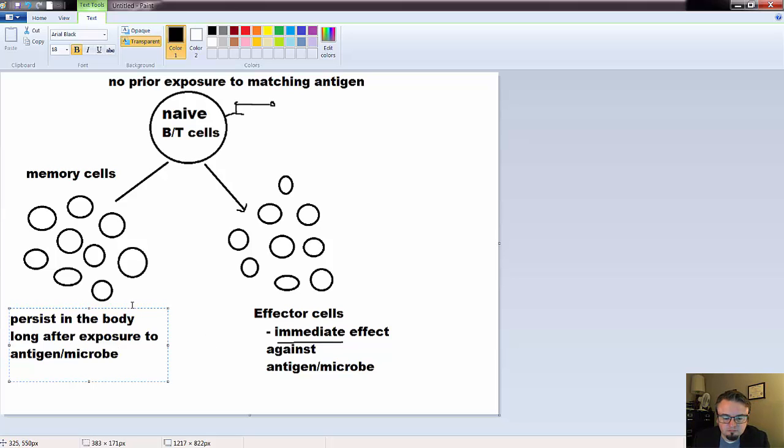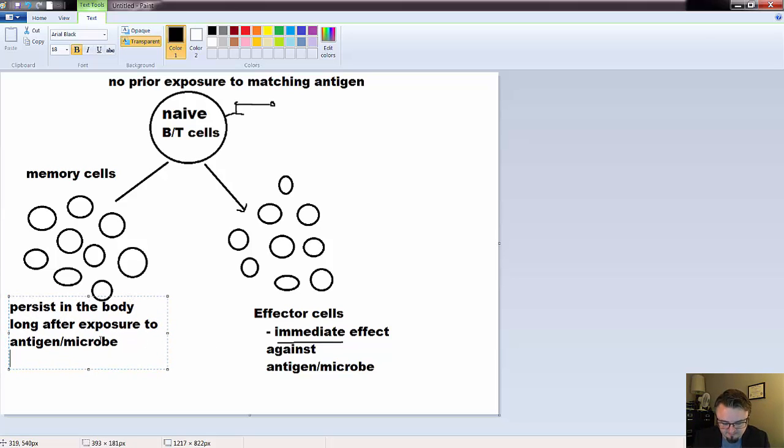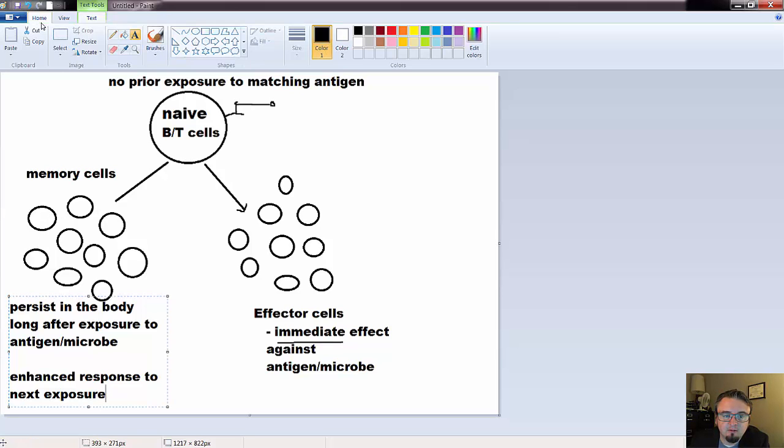And further, they will have an enhanced response, let's say, to next exposure, whatever that may be. So let's say you're exposed to the same microbe a couple weeks later, or maybe 2 years later. These cells will still be around in your body, and when your body encounters the antigen again, what will actually happen, let's say here's the antigen over here again, you've been exposed to it for a second time.